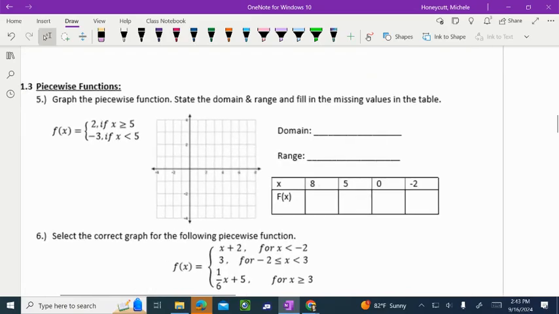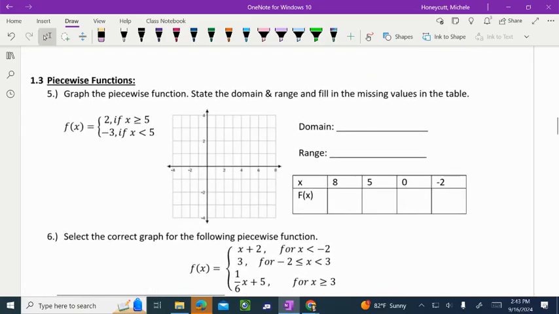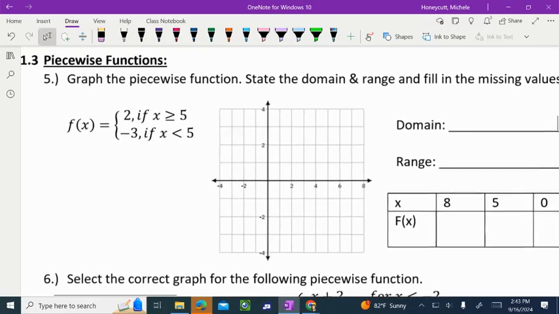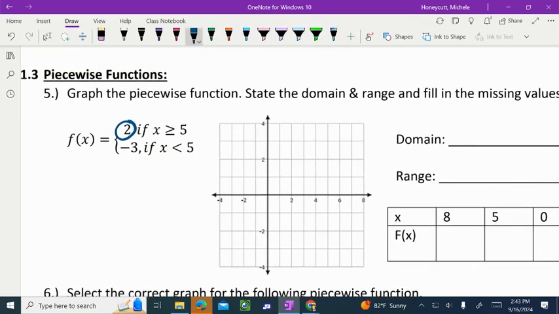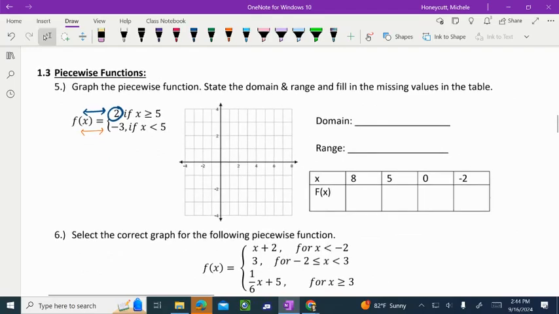Question 5 is going to ask you to graph the piecewise function and state the domain and range and fill in the missing values. Okay, so when I go to graph this, I notice that this piecewise function has 2 pieces. The first piece is a 2, and so that's a constant function, so the first piece will look like a horizontal line. The second piece will also look like a horizontal line.